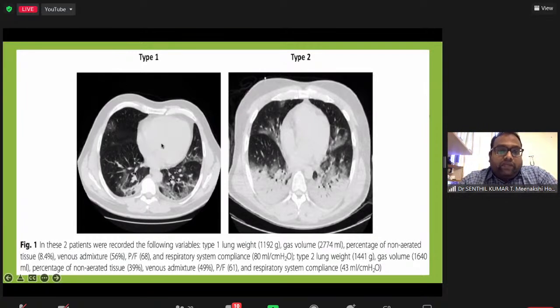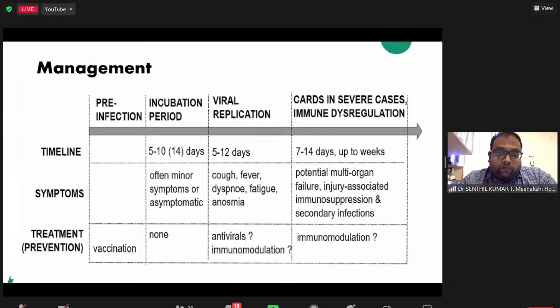But in the late and severe phase, the lung mass will be very high, the gas volume, that is the aerated volume, will be very low, and respiratory compliance is also very low. Based on this, during the early type, the ventilator strategy will be different, and during severe COVID ARDS, the ventilator strategy will be different. So, coming on to the management of this.